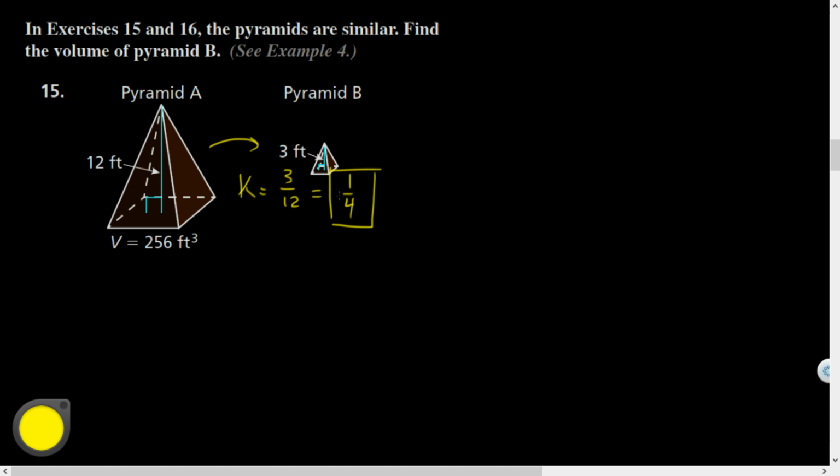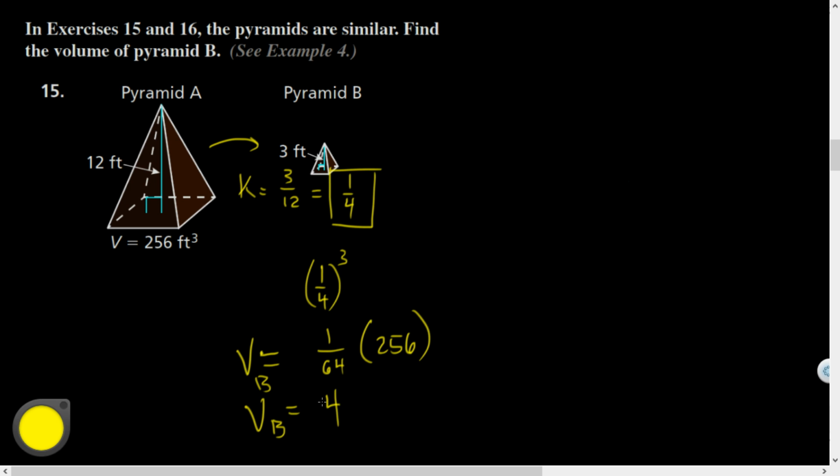1/4. However, their volumes are going to be 1/4 all cubed. The volume. 1 cubed is 1, 4 cubed is 64. This is 1/64th the size. So the volume of pyramid B is going to be 1/64th the volume of pyramid A. Multiply that. I get volume of B is going to be, what is that? Is that 4? Man, I'm not trusting my fraction reducing at all today. Yeah, that is. 4 cubic feet.